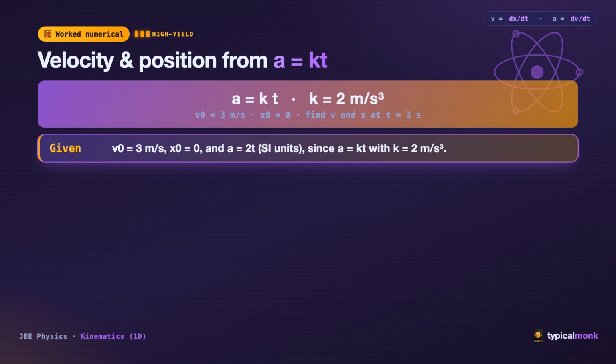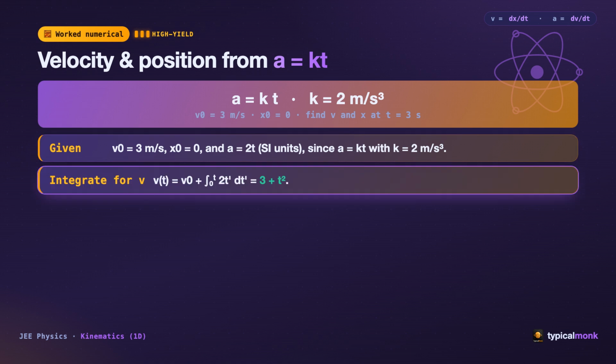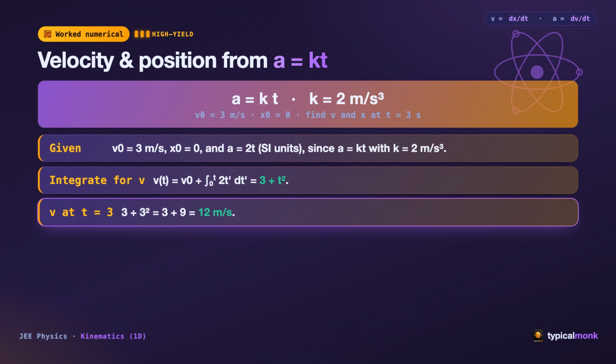Step 1. Given initial velocity 3 meters per second, initial position 0, and acceleration a equal to 2t in SI units. Step 2. Integrate acceleration once for velocity. Velocity equals 3 plus the integral of 2t dt from 0 to t, which gives 3 plus t squared. Step 3.